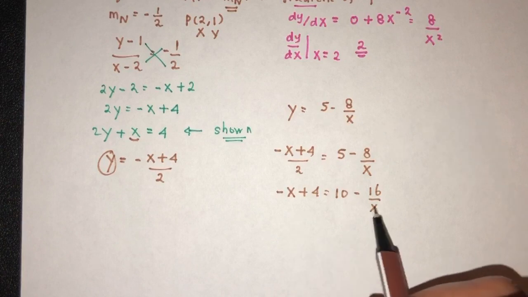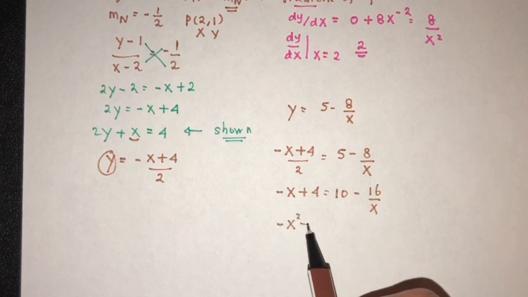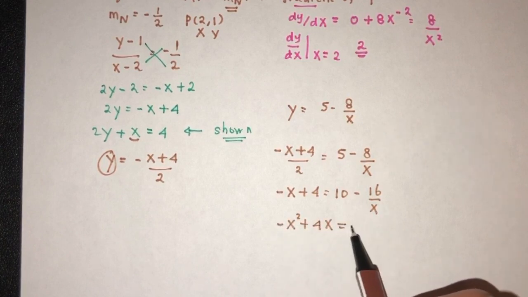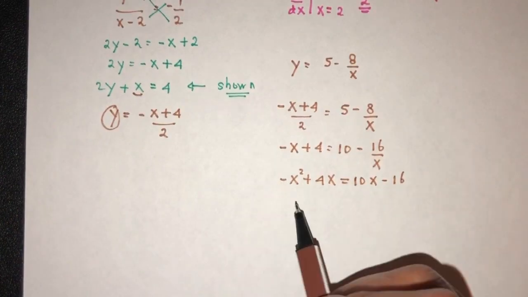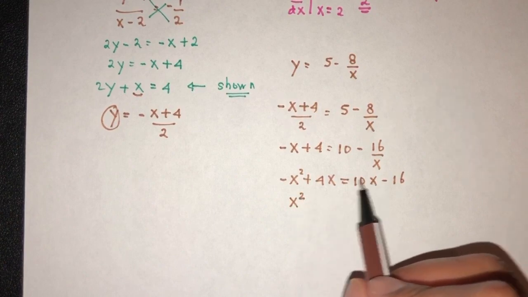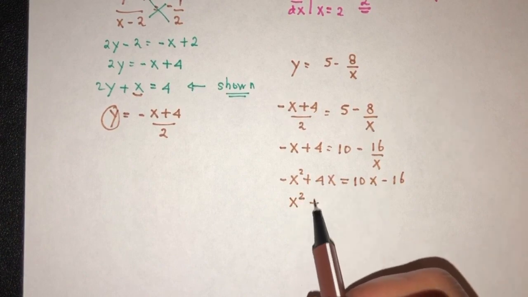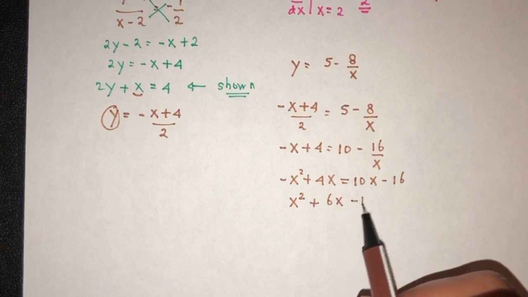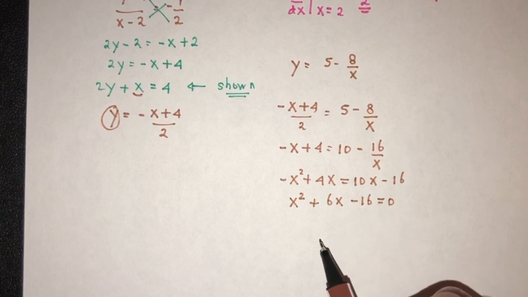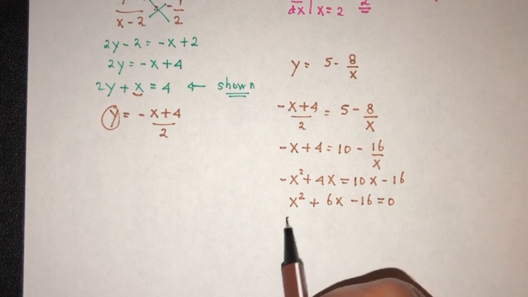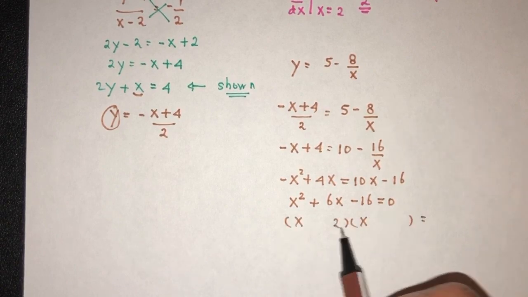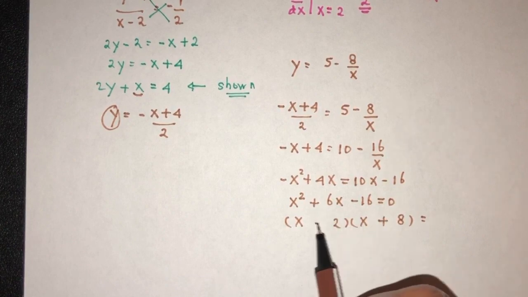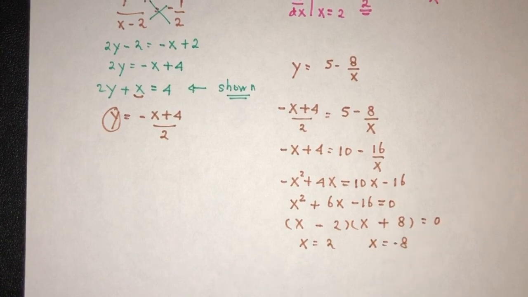Then multiply by x to cancel this one, that should be minus x squared plus 4x equal to 10x minus 60. Send everything to one side, you will have x squared. We have 10 minus 4 will be plus 6x minus 18, that will be 0. So we can factorize. That will be x, and 16 is 2 times 8. That will be plus 8 minus 2. X will be 2 and x will be minus 8.